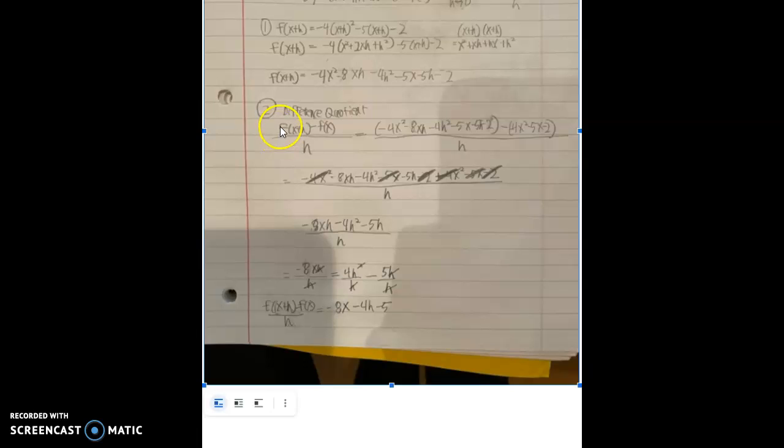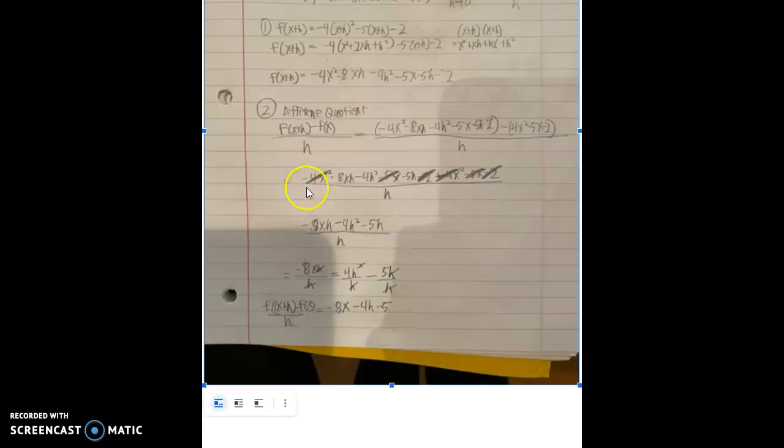So our second step is to find the difference quotient. We would first do f(x plus h) minus f(x) over h. You get the idea. That would equal negative 4x squared minus 8xh minus 4h squared minus 5x minus 5h minus 2, and we would subtract negative 4x squared minus 5x minus 2, which is basically the equation from up top.